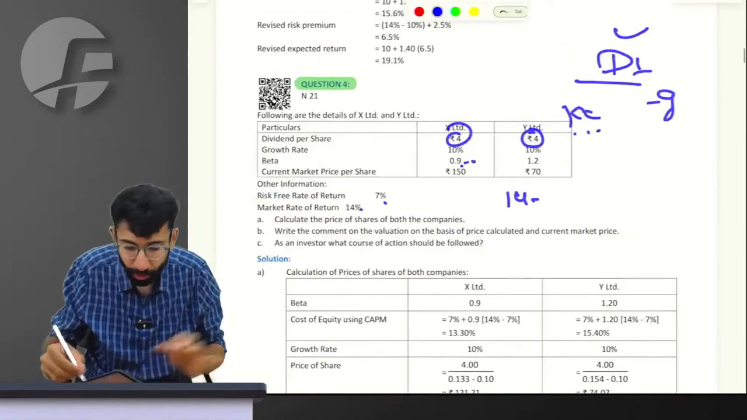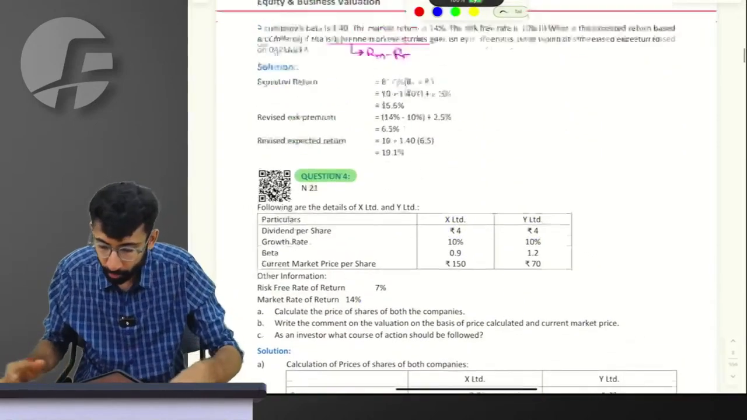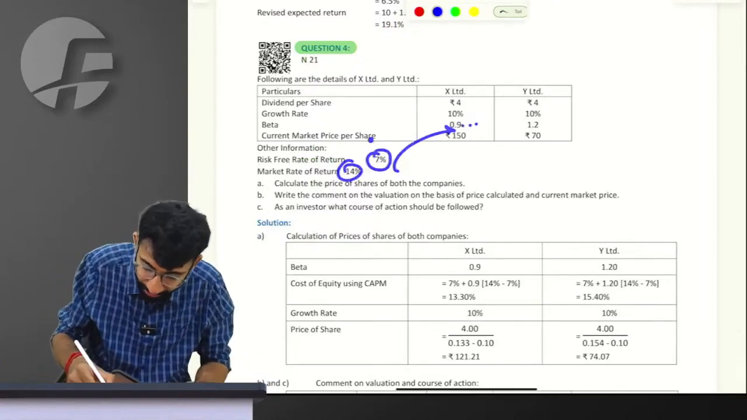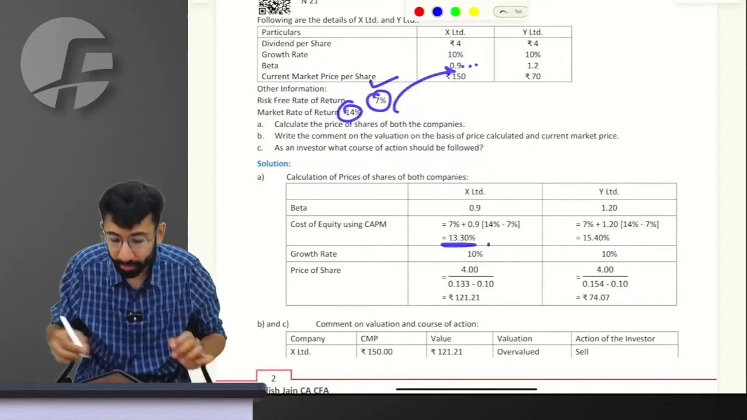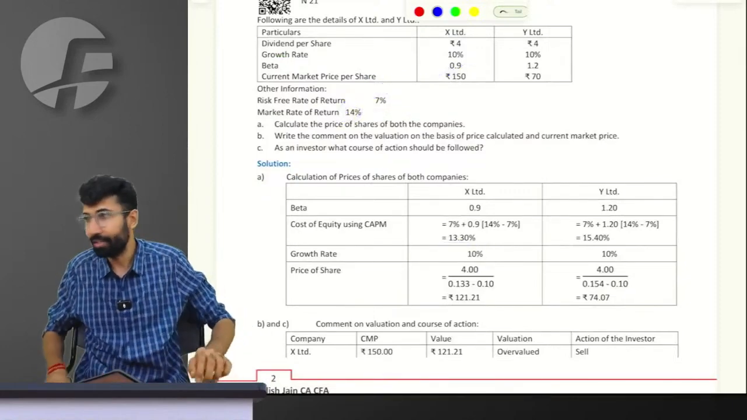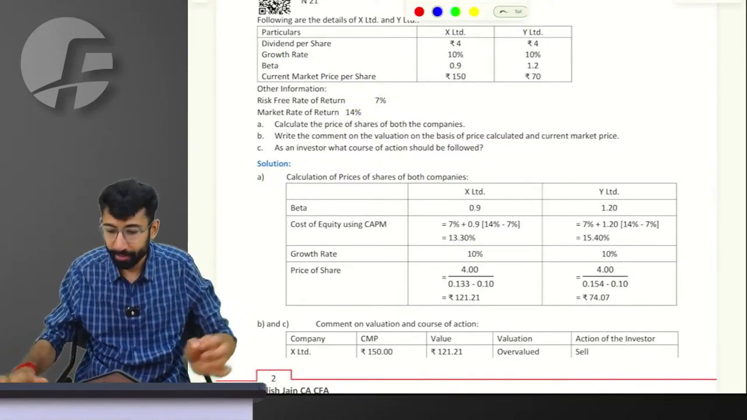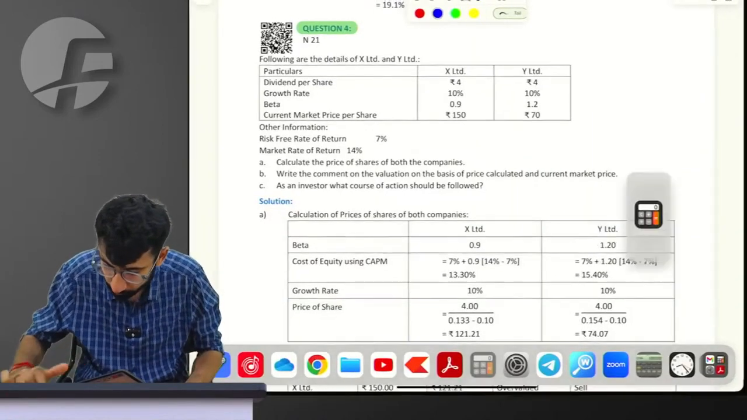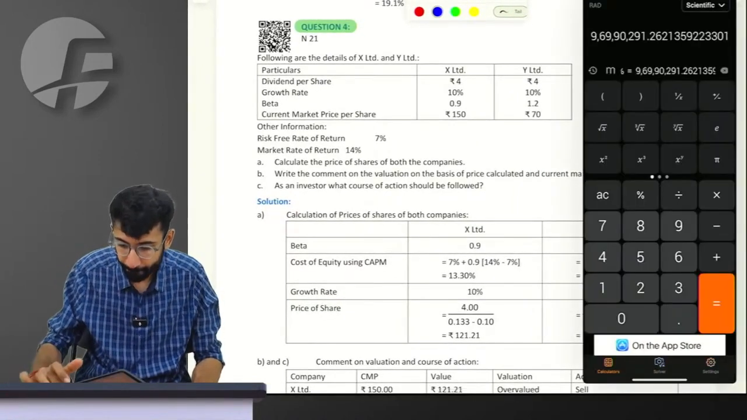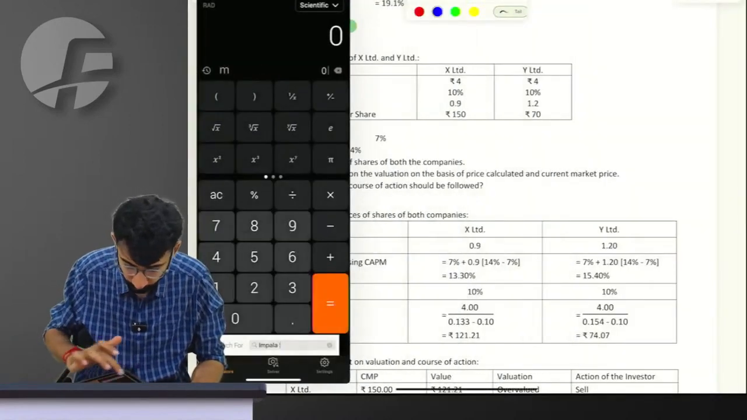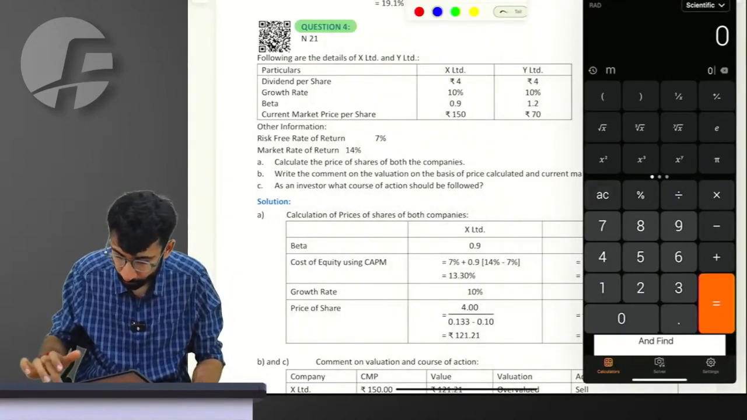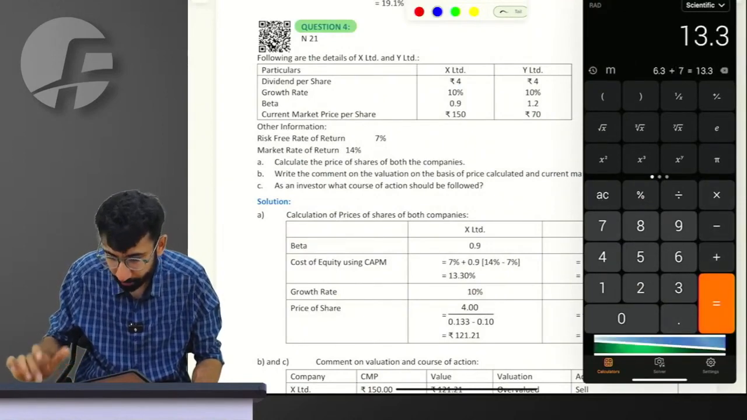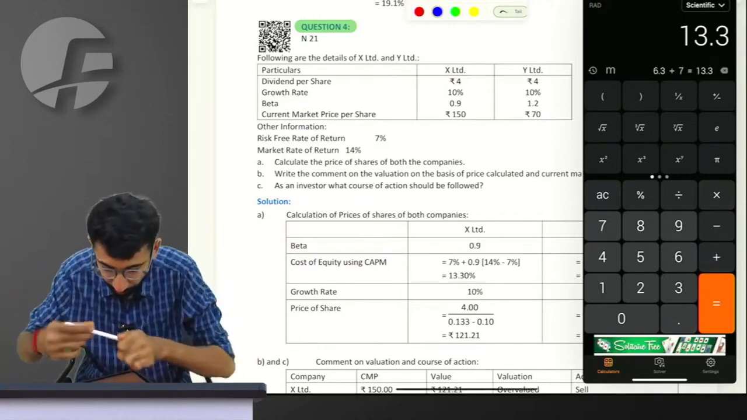So 14 minus 7. Use your calculator very quick. So 14 minus 7 into 0.9 beta plus RF again, CAPM gives you the cost of equity KE of 13.3. Where is my calculator? I cannot see it. Anyways, let me do it over here. Hold on. So 14 minus 7 equals, into 0.9 equals, plus 7. 13.3, everyone, is KE for the first share.